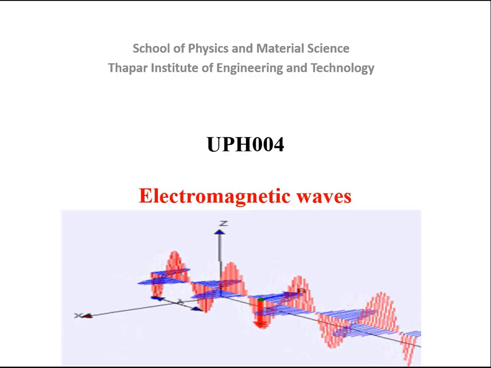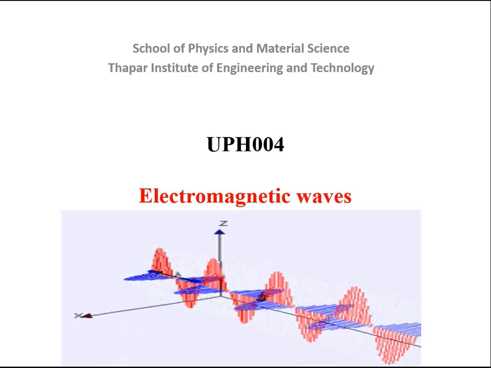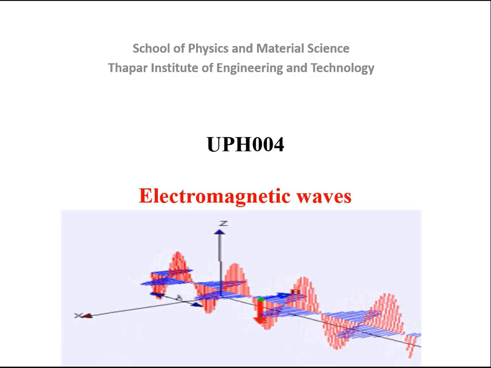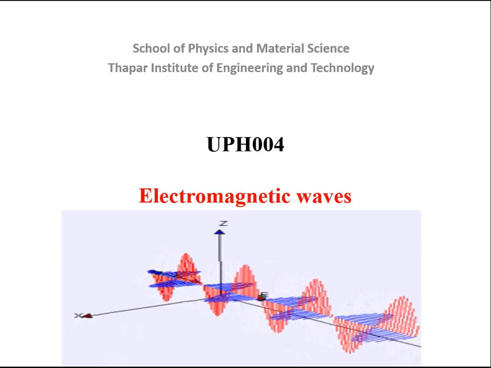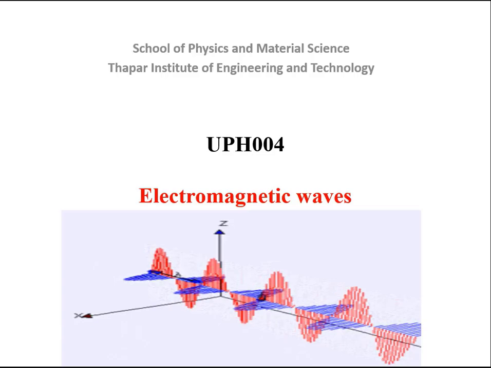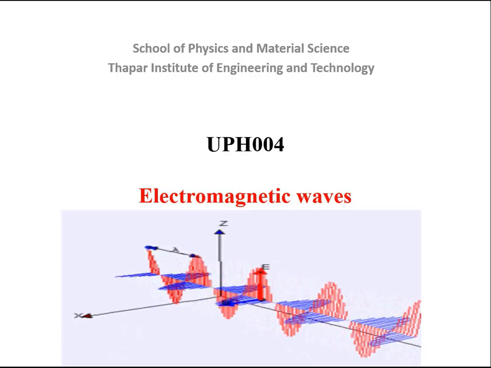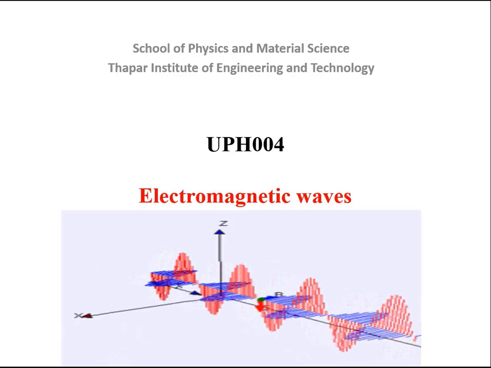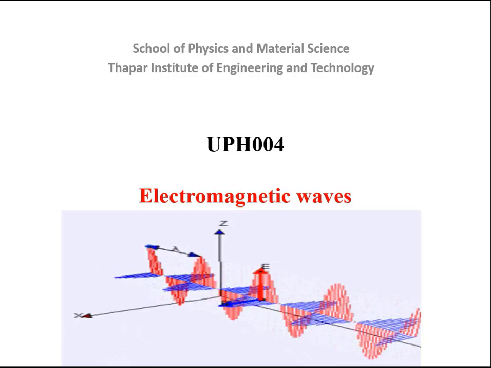Hello. In the last lecture, you have learned how Maxwell equations can be solved in free space and in dielectric medium to show that light is an electromagnetic wave. Now we shall solve them in a conducting medium. Here I wish to mention that an electromagnetic wave in a conducting medium means an alternating current.